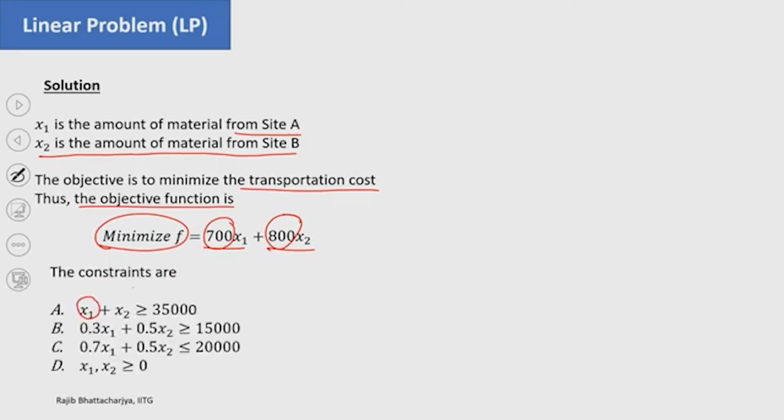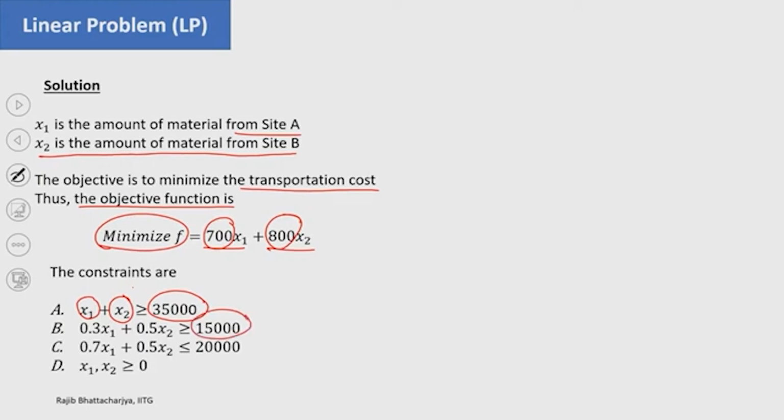The first constraint is that the sand and gravel mix should be more than 35,000 cubic meter. So, x1 plus x2, that is the gravel and sand mix, should be greater than 35,000 cubic meter. So, that is one constraint, that the total gravel and sand mix should be more than 35,000 cubic meter.